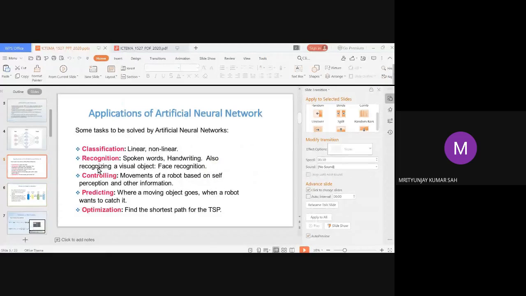Classification, linear, non-linear, and then recognition: spoken words, handwriting, and these days we are seeing all of those, and also recognizing a visual object. Face recognition has been successfully used in Google Photos, where grouping is very easily done by this technique. And then controlling the movement of the robot based on self-perception and other information.